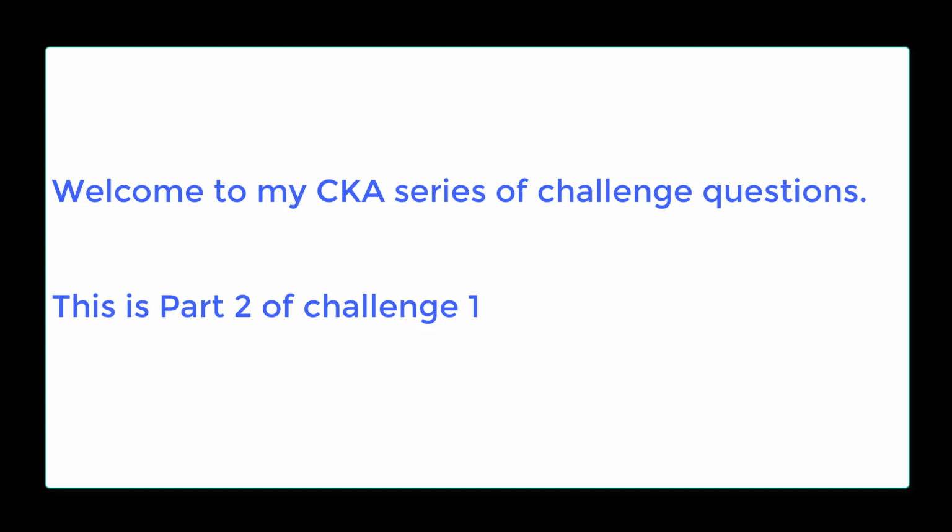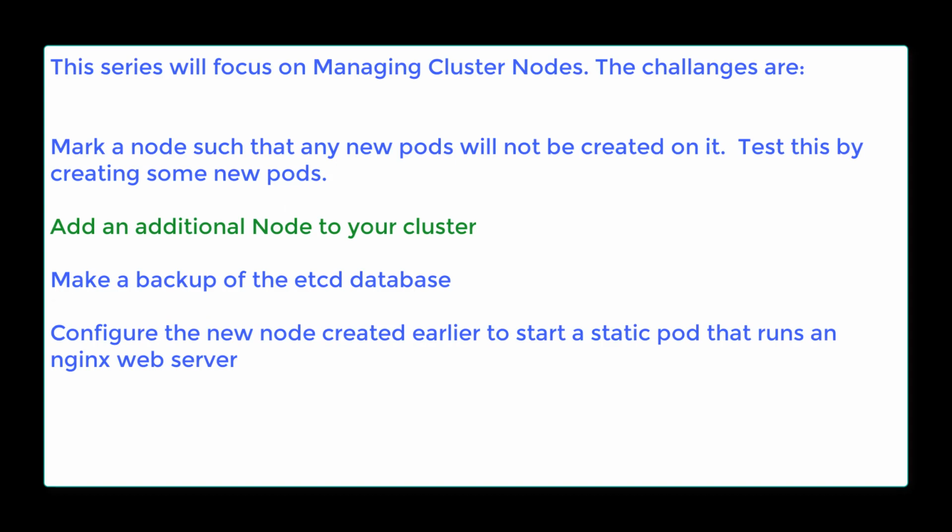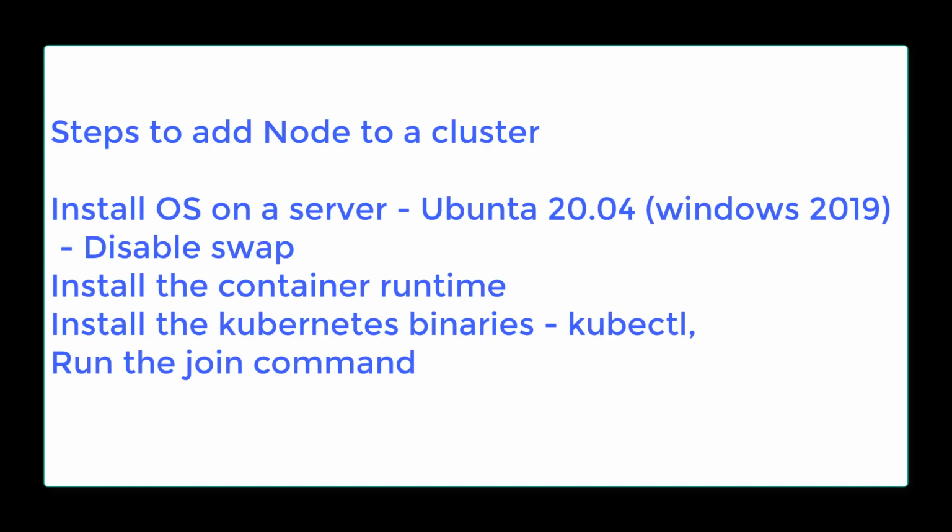This is part two of challenge one. In this challenge part, we're going to add an additional node to your cluster. Steps to add a node to a cluster: install the OS on a server, disable the swap, install the container runtime, install the Kubernetes binaries, and run the join command. The only part of this that is required on the exam is the very last step, run the join command. But I do show you how to disable the swap, install container runtime, and install the Kubernetes binaries. But that will be done for you on the exam.